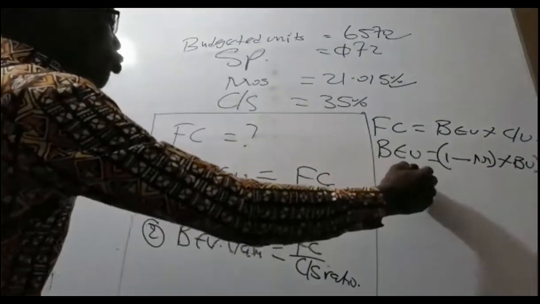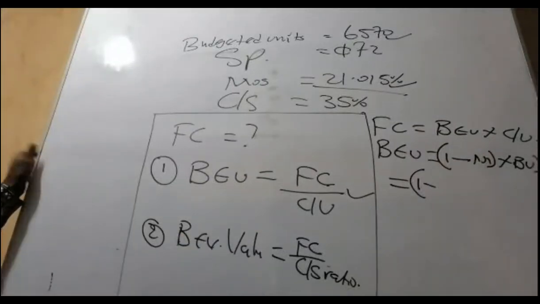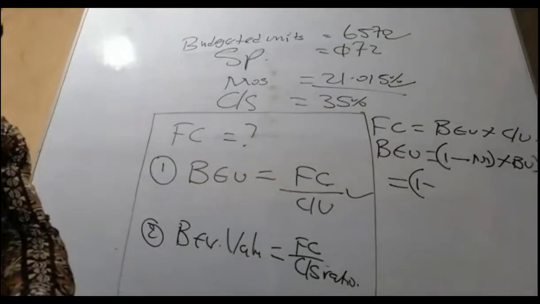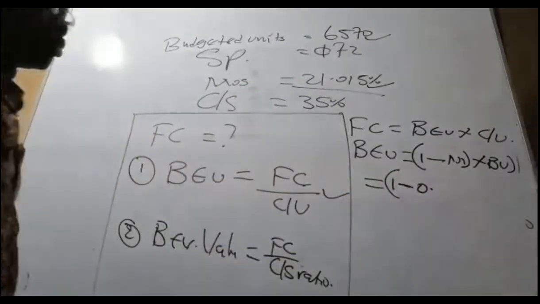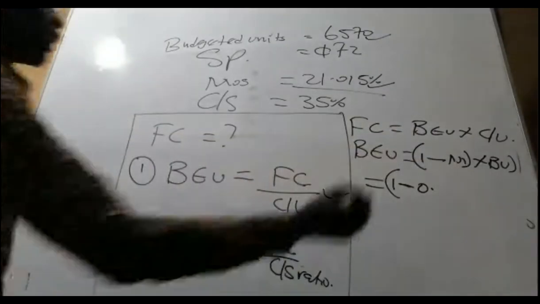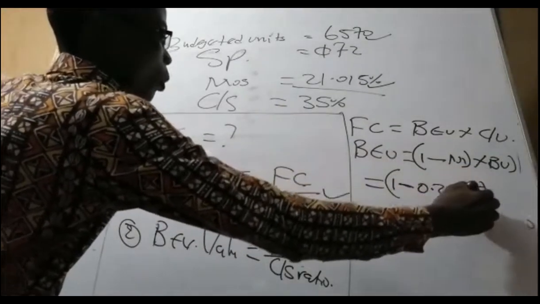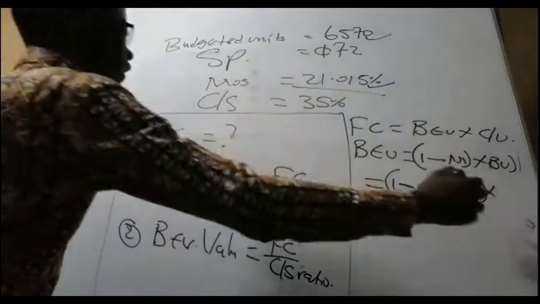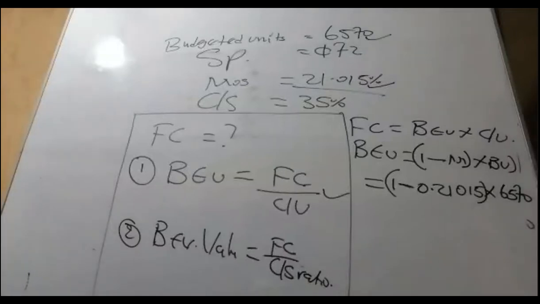So you open your bracket, one minus the margin of safety. The figure is a bit horrible, but we are looking for the break even units. So let's convert this: 0.21015, times the budget. The budget is 6570. This was what we learned under question number 2. They're repeating it here.